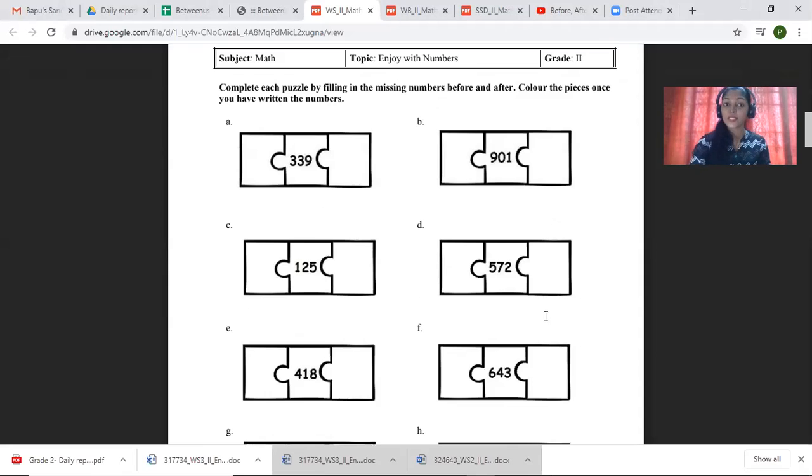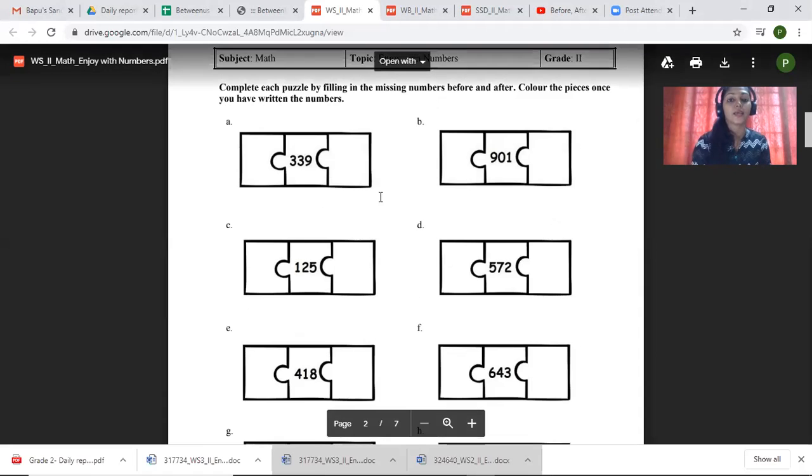Before we start, we will always read the instructions. Complete each puzzle by filling in the missing numbers before and after. Color the pieces once you have written the numbers. So now we are only going to write the numbers. Wherever you have written, you can do the coloring as homework.